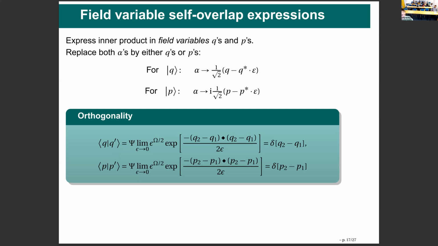And now you can see, if I cannot discuss it in too much detail, so I ask you to trust me, it gives you the Grassmann Dirac delta function. Okay, so now you can see the self-overlap gives you the Dirac delta function. So this is the orthogonality condition that you sort of expected to see.